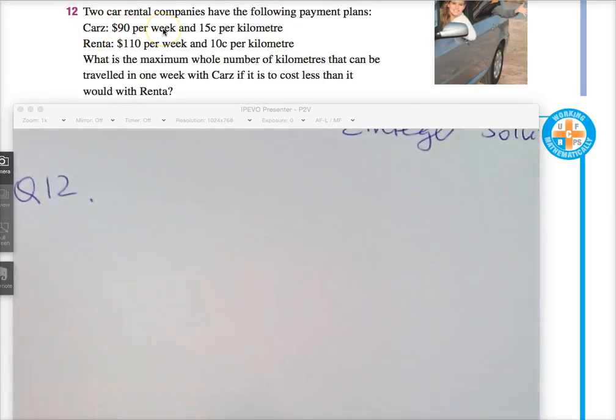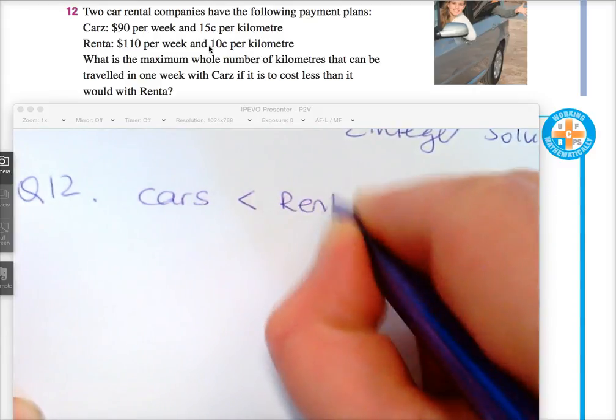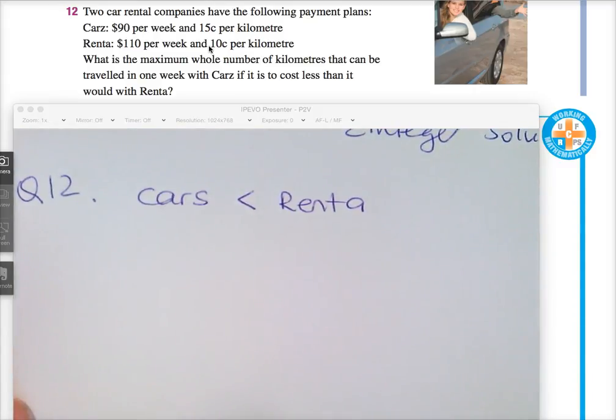Cars is $90 a week plus 15 cents a kilometre, and renter is $110 a week and 10 cents a kilometre. What is the maximum whole number of kilometres that can be travelled in 1 week if cars is to cost less than renter? So what we want is cars is less than renter. So what's an equation for cars?